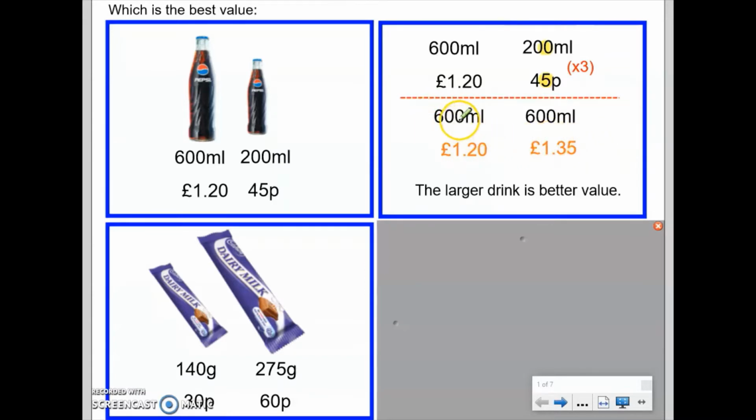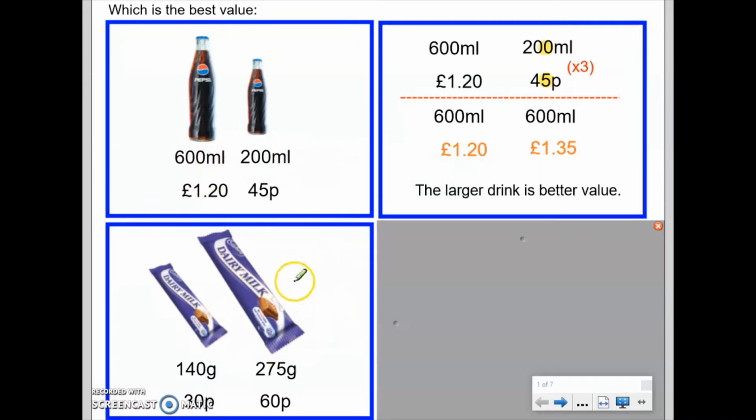You can see that the large bottle, for 600 milliliters, costs you £1.20. And for the smaller bottle, if we were to buy the same amount of volume, we'd be paying more. We'd be paying £1.35, so 15 pence more. So therefore, I can make a statement that the larger bottle is better value. This works out cheaper. So this is my best buy.